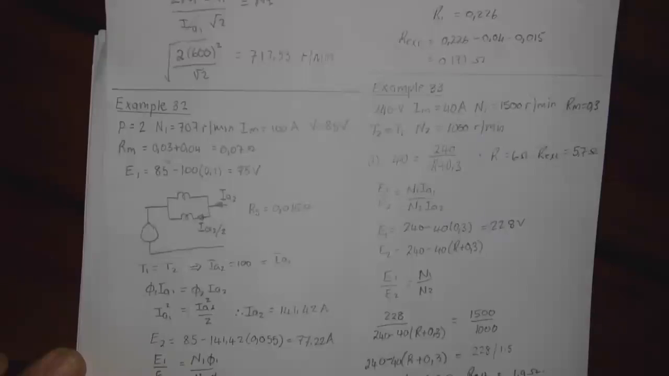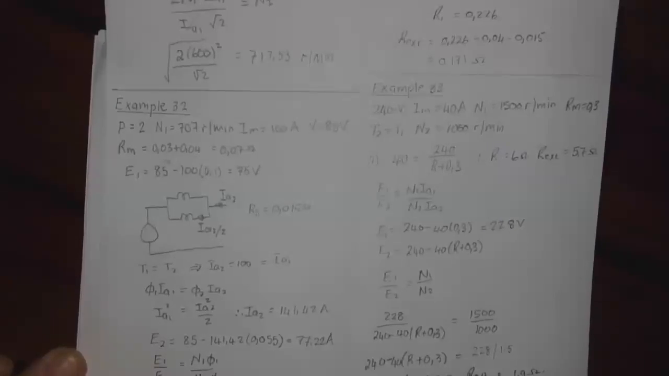Those two now are in series. For the first one, why did I say 0.1? Because there are two poles. It means there are two series windings, which is in series. That gives us 0.06 plus 0.04, which gives us 0.1. So it's 85 minus 100 times 0.1. That gives us 75 volts.